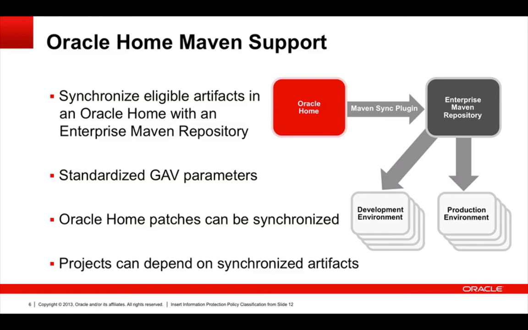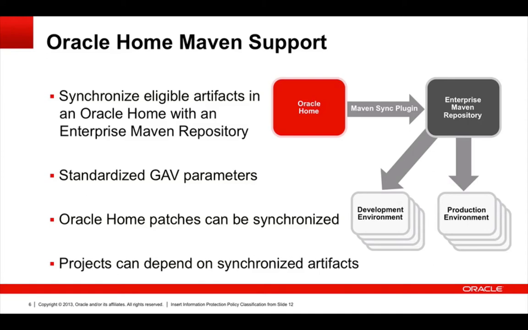And purely by executing the Maven Sync plugin against an Oracle home, all of those eligible artifacts will be uploaded to an Enterprise Maven repository using the standardized GAV parameters that each respective product group has defined up front. So this means that element of subjectiveness that we mentioned previously goes away. It's an upfront decision in terms of the GAV parameters that are made by the appropriate authority. And therefore, each of the applications can just depend on the correct dependencies.